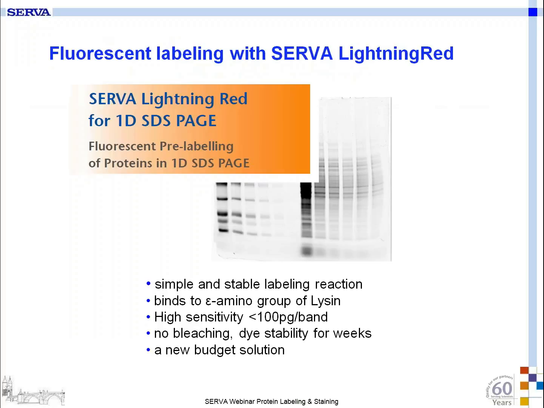Quite new fluorescent labeling, so we invented this mid of last year around that, is our SERVA Lightning Red. You can have it as 1D SDS page solution. It is a very simple and stable labeling reaction that binds to epsilon amino groups of lysine. It has a high sensitivity of 100 picograms per band, no bleaching. The dye is stable for weeks, and I can tell you it's weeks. We still have gels in the fridge that are working quite well, and with a very, very good competitive price.